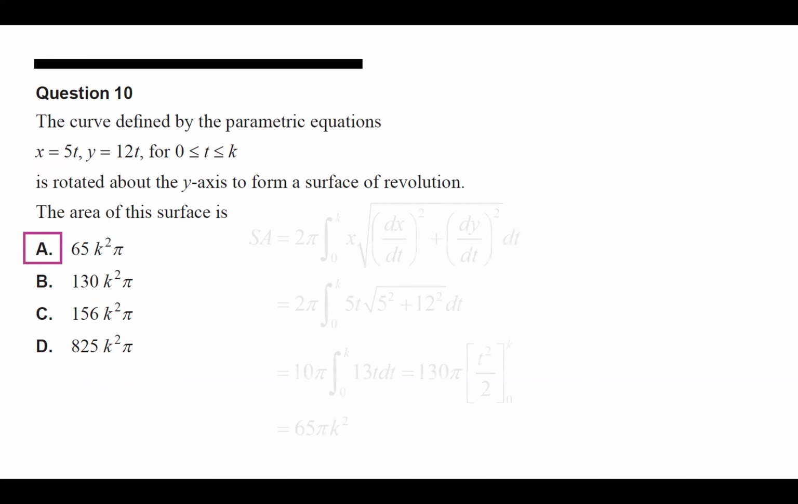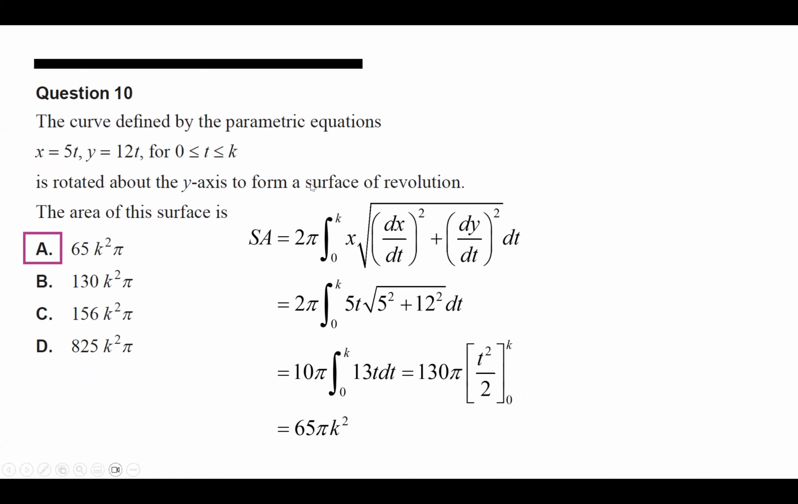Question 10, we have option A. This is a surface area question. A similar question was observed in 2023, which was the first year of the new study design. What you do is differentiate x and y with respect to t, and then slot in the formula. Make sure it's around the y-axis. Because it's around the y-axis, your formula is 2 pi, integral from 0 to k, x times the square root, and dt. Then you just evaluate this integral. Once you've formulated your integral for the surface area, you can use your CAS directly and get 65 pi k squared.